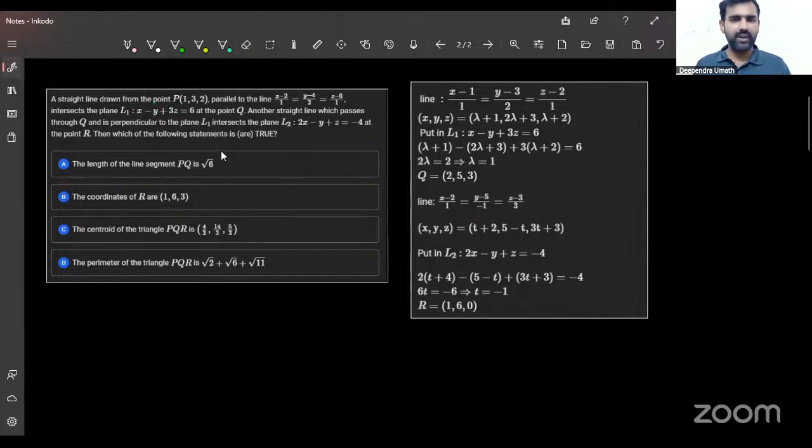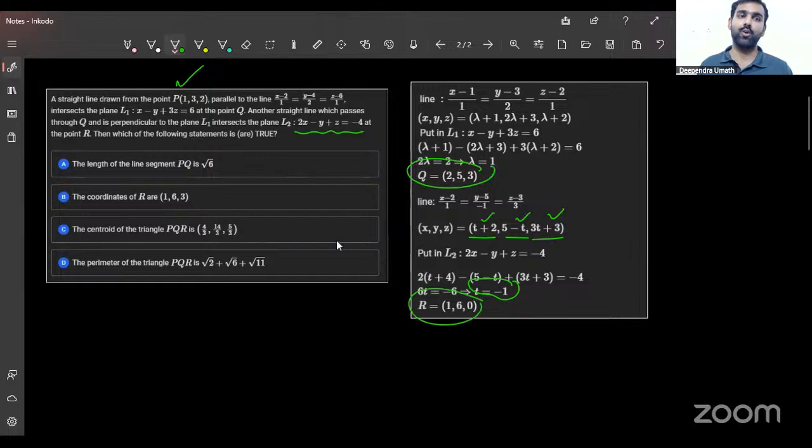Now, what I do next is very simple. These are the points in terms of t, lambda, mu, whatever you want to call it. And this point is lying on the plane L2. So that's here, plane L2, which should be satisfied here. And when it is satisfied, the value of t is found as -1. And when you find the value of t, you can put this t here and you can find the coordinates of R.